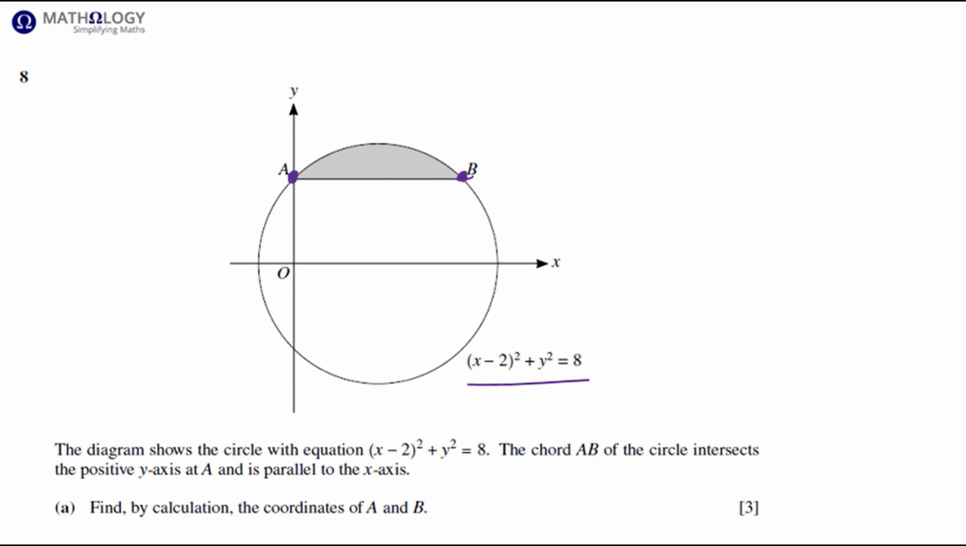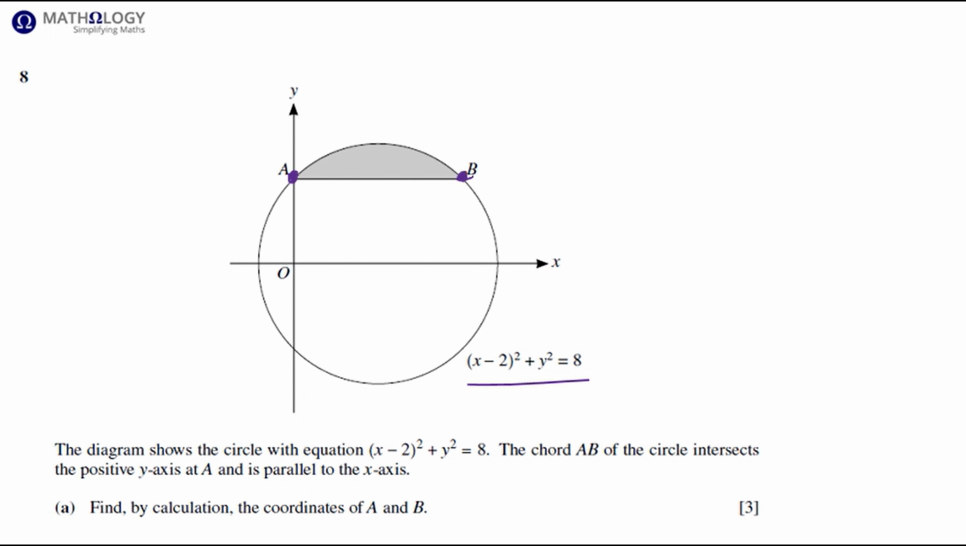But we also need to know what the defining equation of the line segment AB is. Now, AB is a horizontal line, obviously parallel to the x-axis. So it's a y graph, right? So this line AB passes through the y-axis at A, and we need to know what the coordinates of A are. Once we find out what the coordinates of A are, we know what the defining equation of the line segment AB is. Now, A lies on the y-axis, so it's a y-intercept, and y-intercepts have x equal to 0.